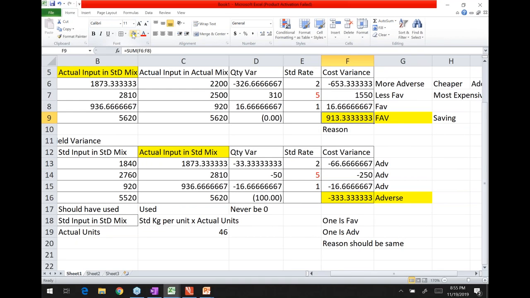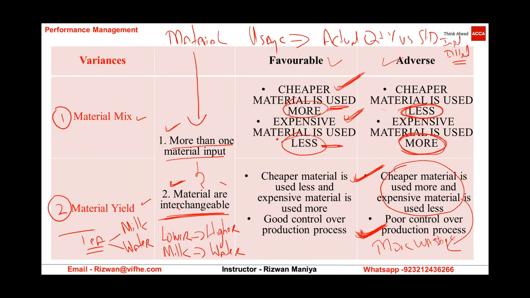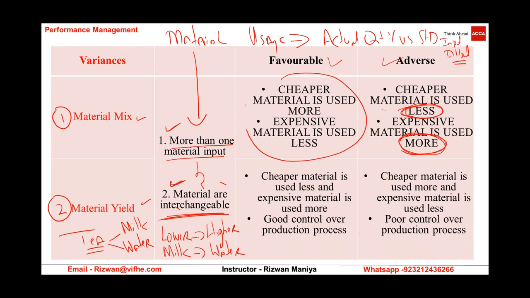So if I go back and just try to rub these things, why is mix favorable? For mix, there is just one reason. The one reason is that cheaper material would have been used more and expensive material would have been used less. Because of this, there is a high chance that more wastage will arise. And if there is more wastage, one would say this will have an impact on yield.